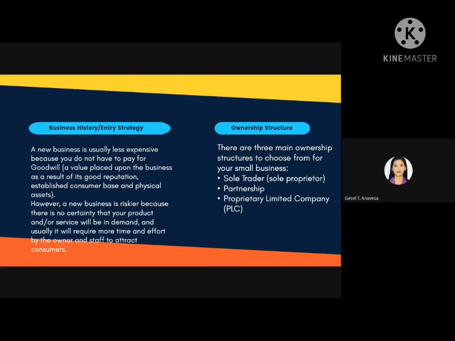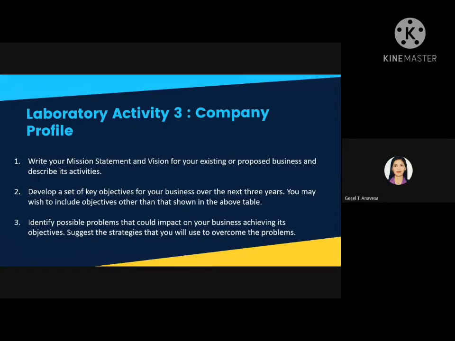Okay? So for your laboratory activity 3, the company profile, again, you're going to write your mission statement and vision of your existing or proposed business and describe its activity. And then, second, develop a set of key objectives of your business over the next 3 years. You may wish to include objectives other than those shown in the above example. And then identify possible problems that could impact on your business achieving its objectives. So you're going to suggest strategies that you will use to overcome the problem.